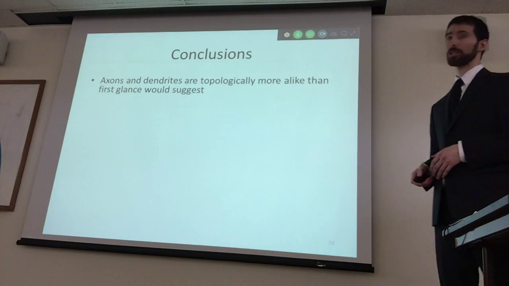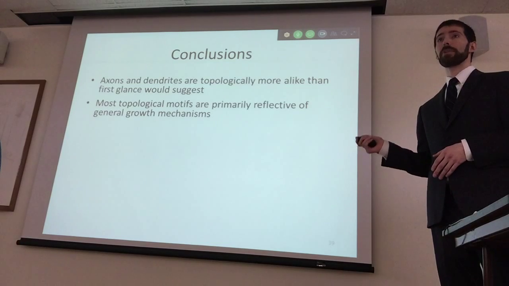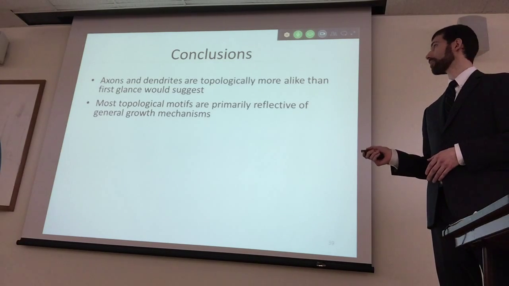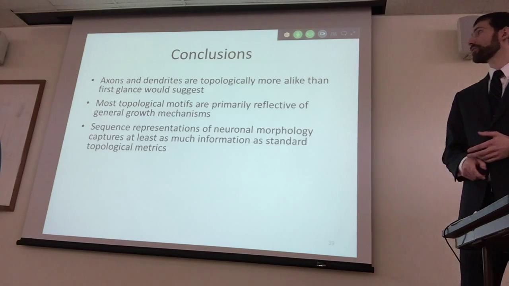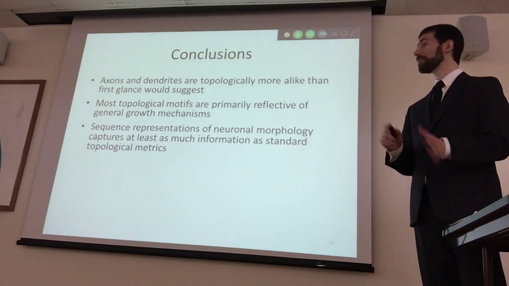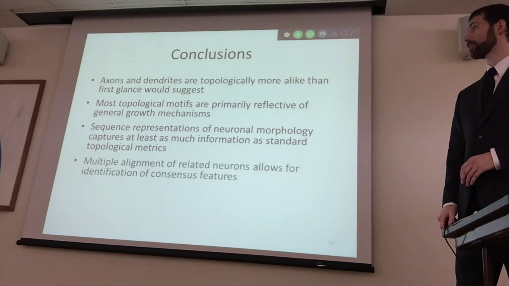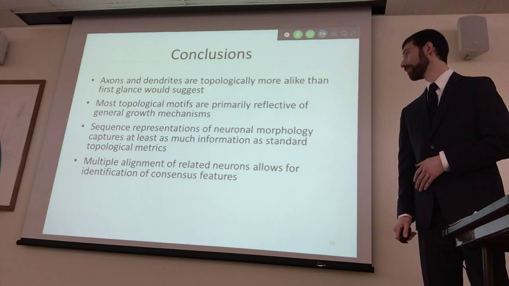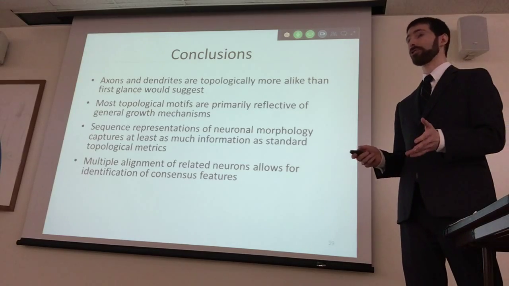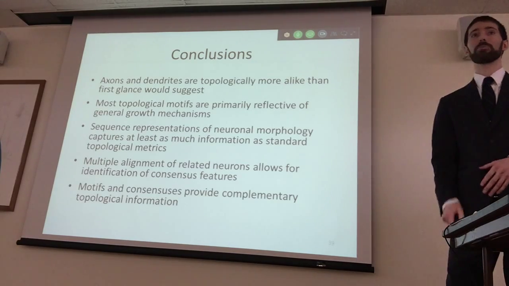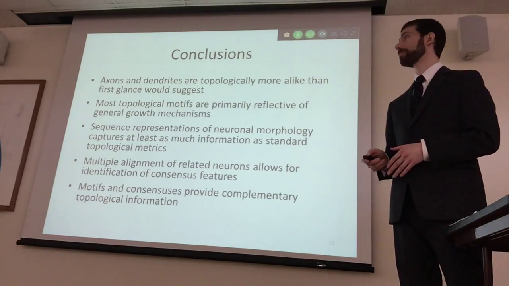axons and dendrites, I showed, are topologically more alike than we would first think. Most of the topological motifs that we found are at least primarily driven by growth mechanisms. The sequence representations of neuronal morphology capture at least as much information, and in some cases certainly more, than our standard topological metrics. We showed that multiple alignment of related neurons allows us to identify certain consensus structural features. And finally, that the motif analysis and the consensus analysis provided really complementary types of information.